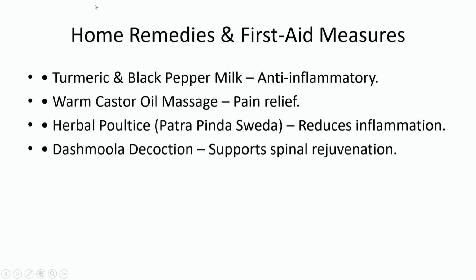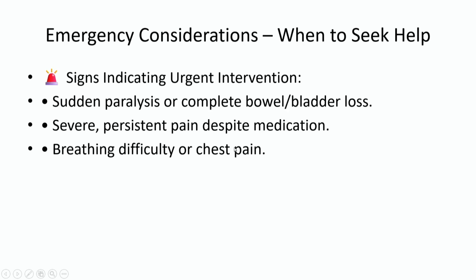So home remedies include turmeric and black pepper with milk, both are anti-inflammatory. Warm castor oil massage for pain relief. Herbal poultice for local fomentation, hot local fomentation, reduces the inflammation, and the Shallaki decoction supports the spinal regeneration.